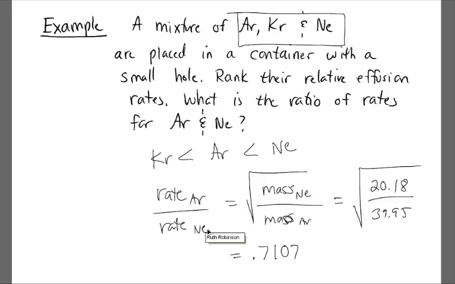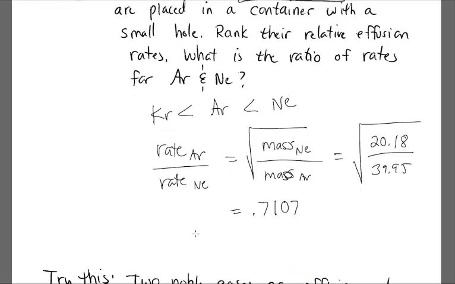You could also do the rate upside down. You could do neon on top and argon on the bottom. So you could do 1 over this number. And that's probably often preferable, to do the lighter one on top, because then the number will be bigger than 1. And that will be 1.407. So the rate of neon effusing is a little less than 1.5 times the rate of argon effusing out of that container.